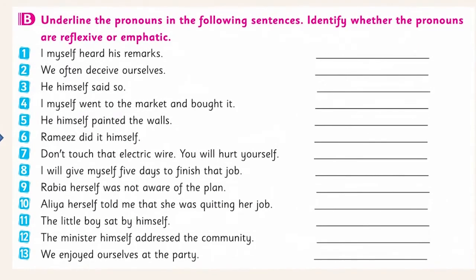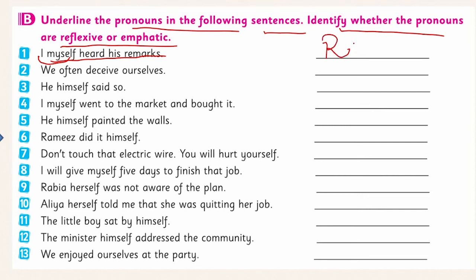The section B here, underline the pronouns in the following sentences. Identify whether the pronouns are reflexive or emphatic. The first one, "I myself heard his remarks." So you can see the I and the myself is talking about the same person here. So this is a reflexive pronoun here. The second one, "We often deceive ourselves." Yes, they often deceive themselves. So this is again the reflexive pronoun.